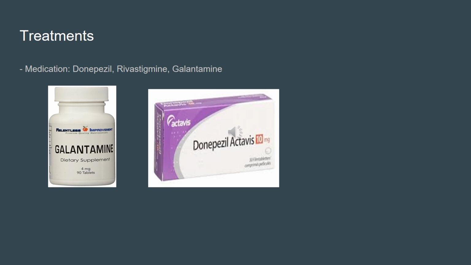Treatments. Medication is the main source of treatment that can decrease the symptoms. Donepezil is the main medication that is used in over 50 countries, and what it does is inhibit acetylcholinesterase activity and increase the levels of acetylcholine. This is helpful because acetylcholine plays a major role in memory recall in the brain, so limiting the breakdown of it and increasing the supply will decrease symptoms.